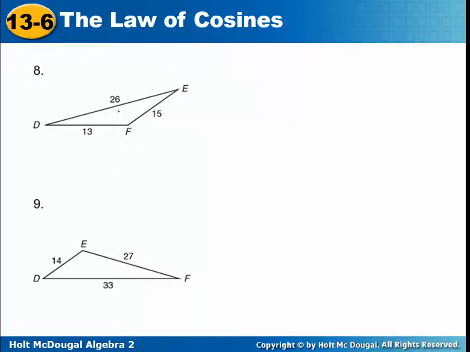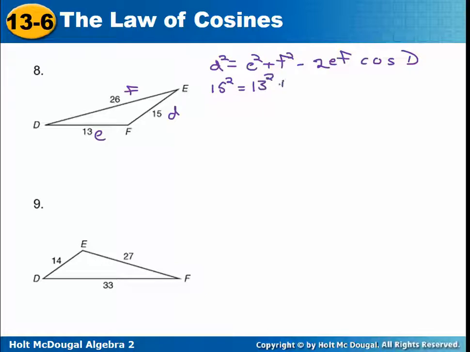So let's say that I'll say d squared. This is d, this is f, this is e. So d squared would be equal to e squared plus f squared minus 2ef cosine of d. So d squared would be 15 squared, now it's just substitution, equals 13 squared plus 26 squared minus 2 times 13 times f is 26 cosine of d. We don't know d, so we just write d there. And then you simplify all of this and you solve for cosine, you solve for d. You'll get a decimal equals cosine d, then you use inverse cosine to find that.